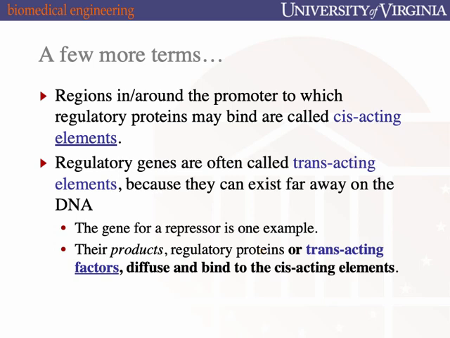To reiterate this, because students get turned around each year on this, the gene sequence of the lac I gene would be an example of a trans-acting element for the lac operon. But the protein product, the lac I protein or lac repressor, that's a trans-acting factor that goes on and acts upon the lac operon. The operator sequence would be a cis-acting element.